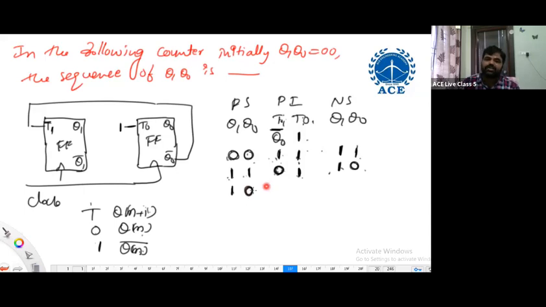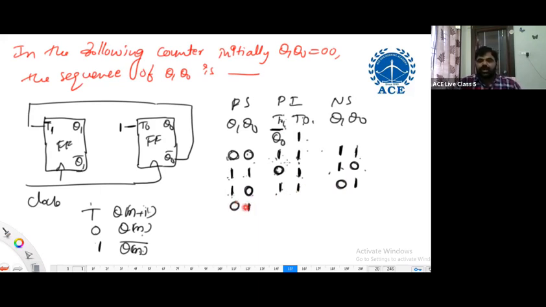Now again, based on this 1, 0 present state, the inputs: Q0 bar, 0 bar is 1. T0 is also 1. So T1 is 1. Q1 is complementing. Q1 presently 1, 1 complement is 0. Next is complement of present. Again T0 is 1, Q0 is complementing. Q0 presently 0, next will be complement of that. It is 1. Now 0, 1 becomes the present state.